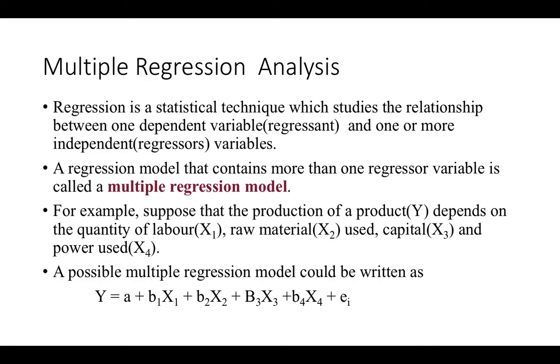A regression model that contains more than one regressor variable is called a multiple regression model. The simple regression model is a special case of a multiple regression model. For example, supposing the production of a product Y depends on the quantity of labor, the amount of raw material used, the amount of capital used, and the power used, then the regression can be written as Y is equal to A plus B1 X1 plus B2 X2 plus B3 X3 plus B4 X4 plus E, which is a random error.